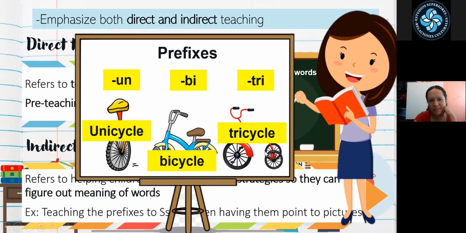So we have these ones. You can choose to be very explicit or very implicit. That is the indirect or direct. That depends on the style of the teacher, of course.